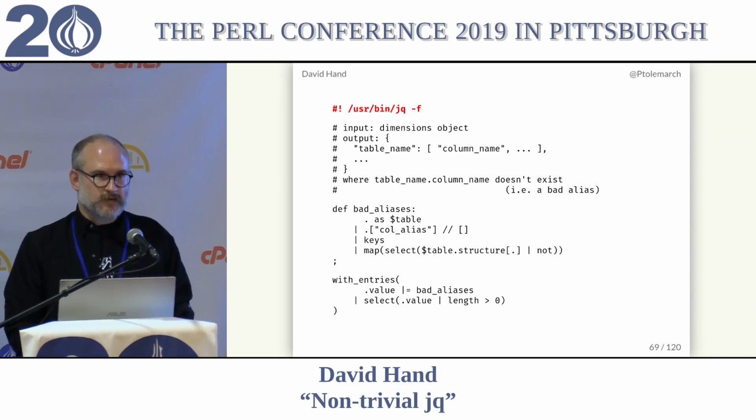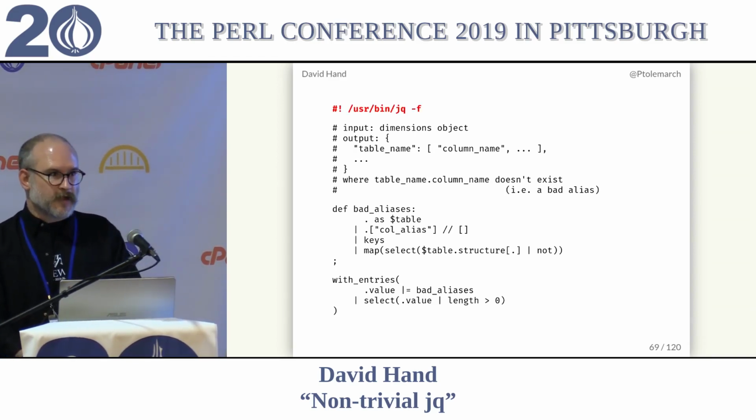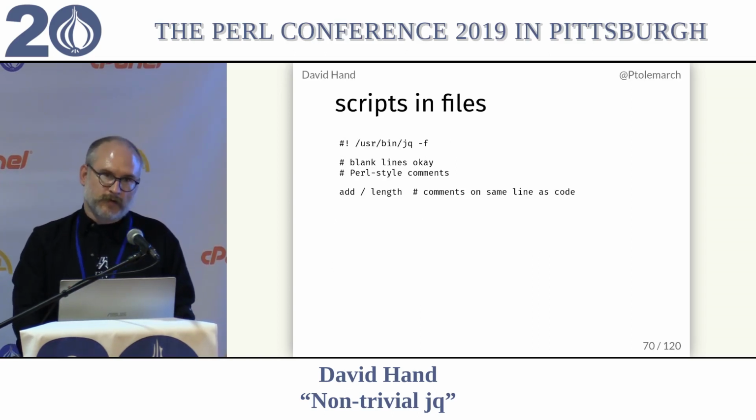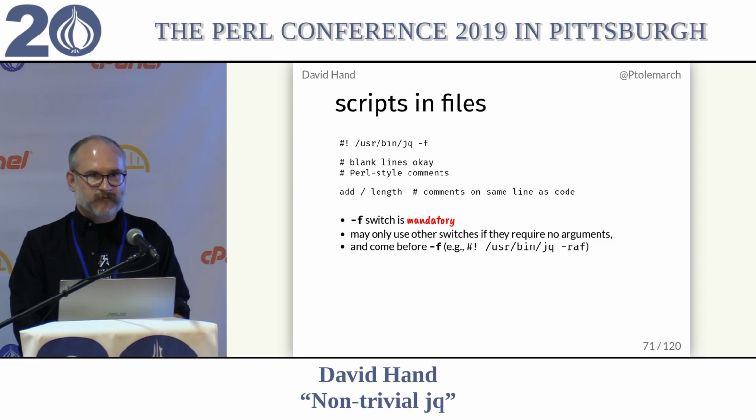The first thing that it exposes is that it is a shebang script, right? And JQ can in fact run as a shebang script. That lets you make it much more readable, and you can use comments, right? So the important thing is that you have to use the -f switch. That is absolutely mandatory.